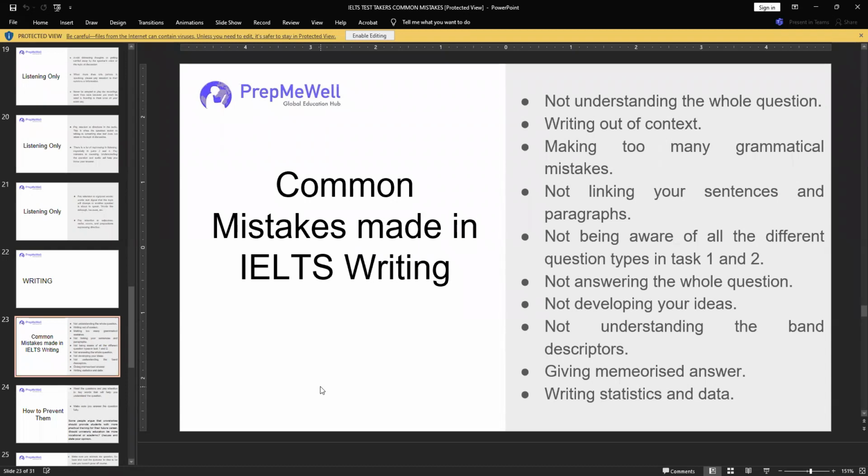So I already said don't write out of context. And if you understand your question well, you wouldn't write out of context. Then another thing is, while writing, please, at intervals, go back and reread the question, so you are sure that you've not gone off course.